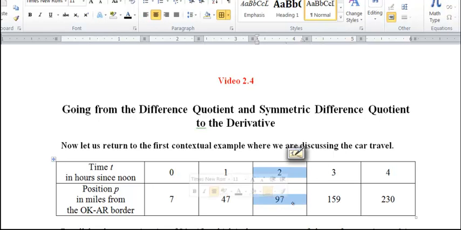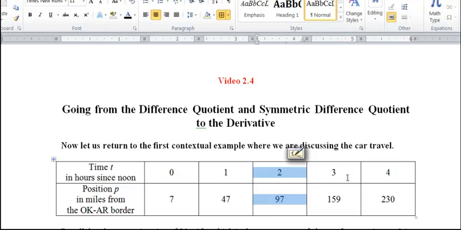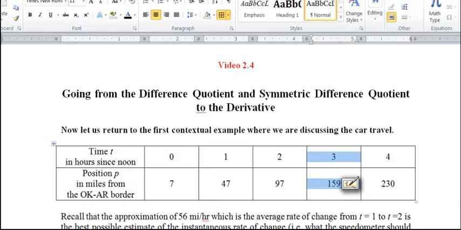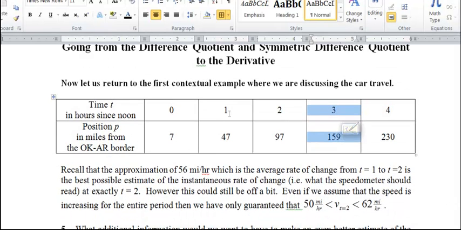We did it by taking, say, the point (2, 97) and the point (4, 230), and doing a slope there, or we can maybe do a slope from this side, or a slope here, even closer still. But we decided the best thing we could do is get it as close as we could and go from both sides, the (1, 47) and the (3, 159), and find that slope. So that gave us our best estimate of 56 miles per hour. That was the average speed from time 1 to time 3, and that was the best we could do with the data that we were given.